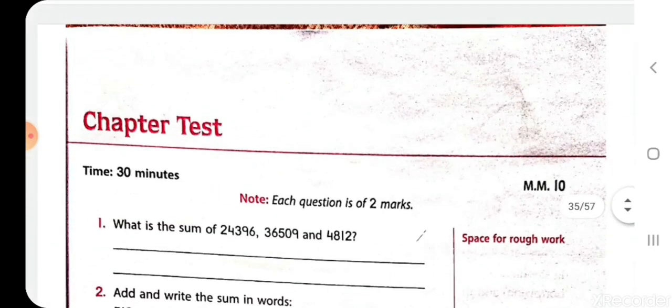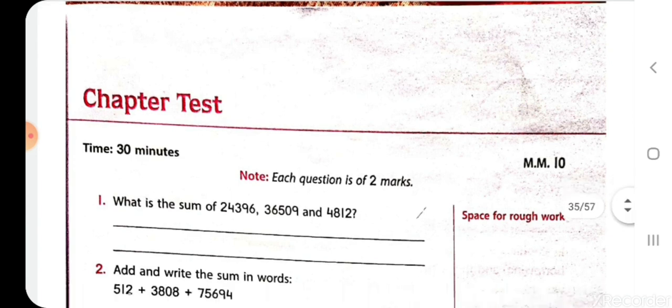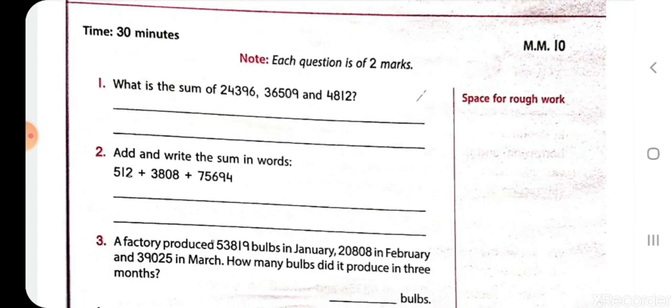This is the chapter test. This one you also have to do in your books only. If you don't have any book, then do it later on, and those who have their books, just do the chapter test also of all the chapters.